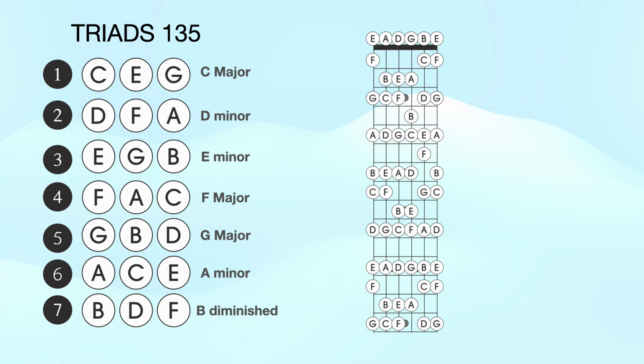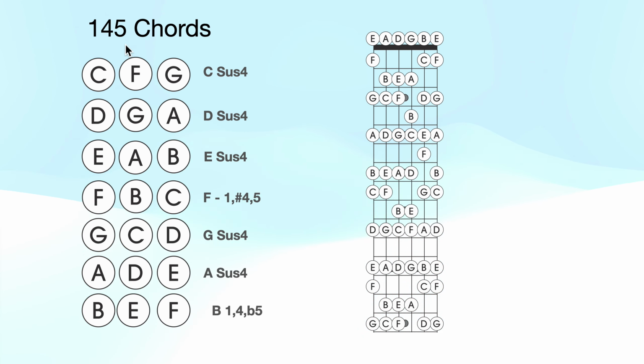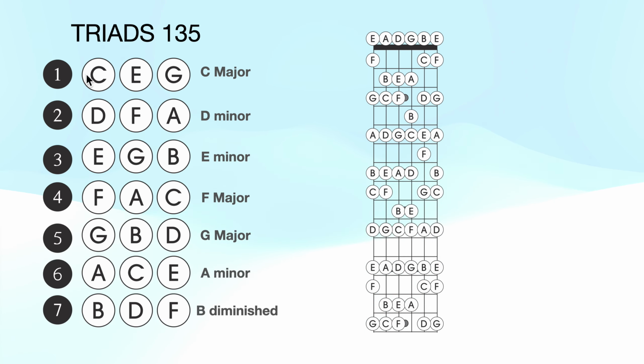This video is going to show us what suspended chords, 1-4-5 chords, have in common note by note with triads. Triads are major, minor, diminished chords, mostly major and minor, and in a single major key, a diatonic system, we have 7 chords, 7 triads.